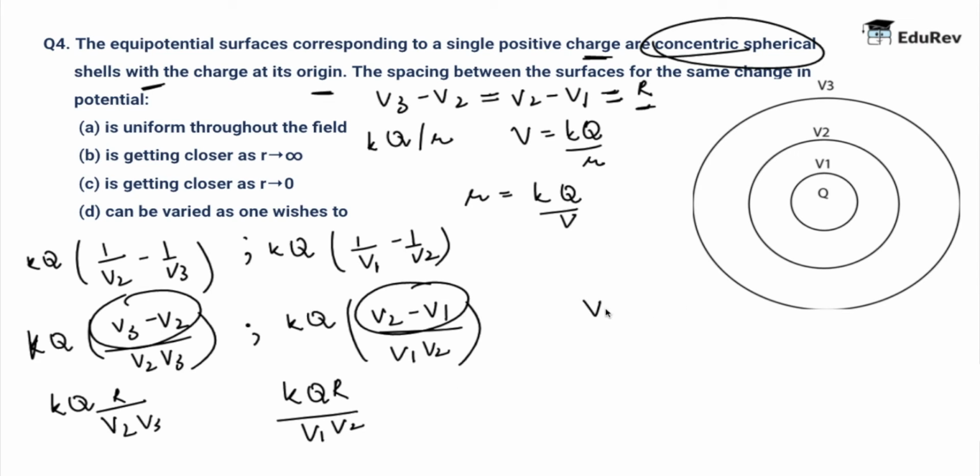Clearly we know that V2 and V1 are greater than V3 and V2. Thus, KQ times the difference by V2 V3 is going to be greater than KQ times the difference by V1 V2. Therefore, the spacing between the surfaces decreases as the potential increases. That is, R is going to decrease. So, what is the answer? That R is going to decrease. That is option number C.